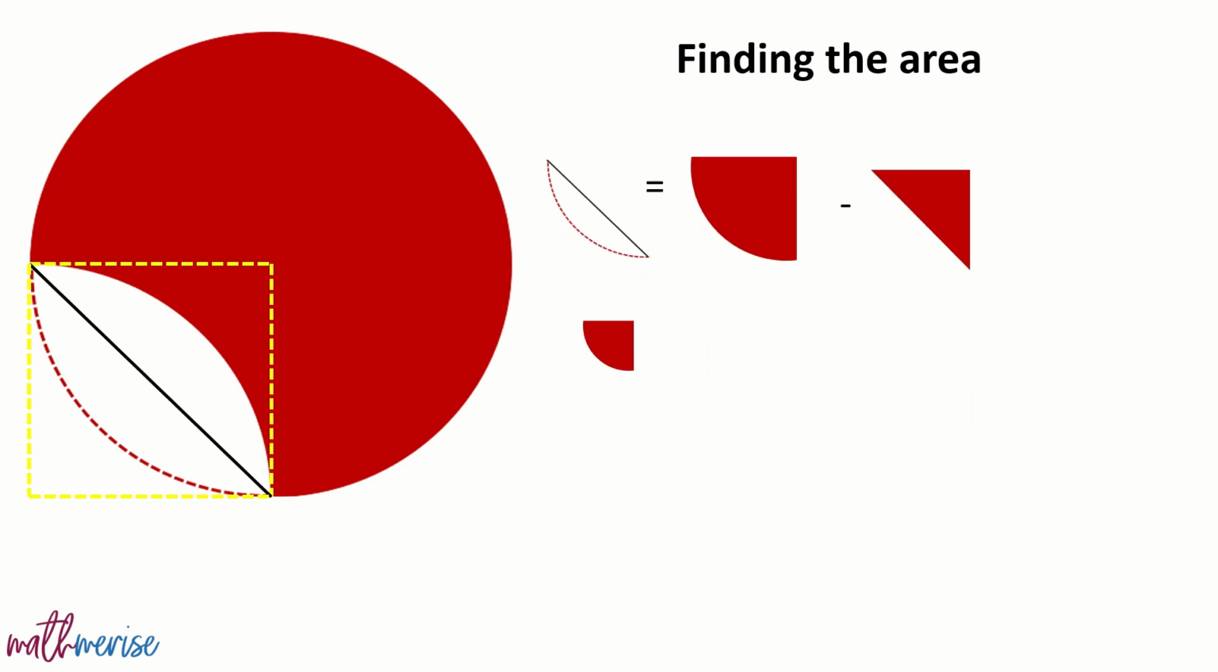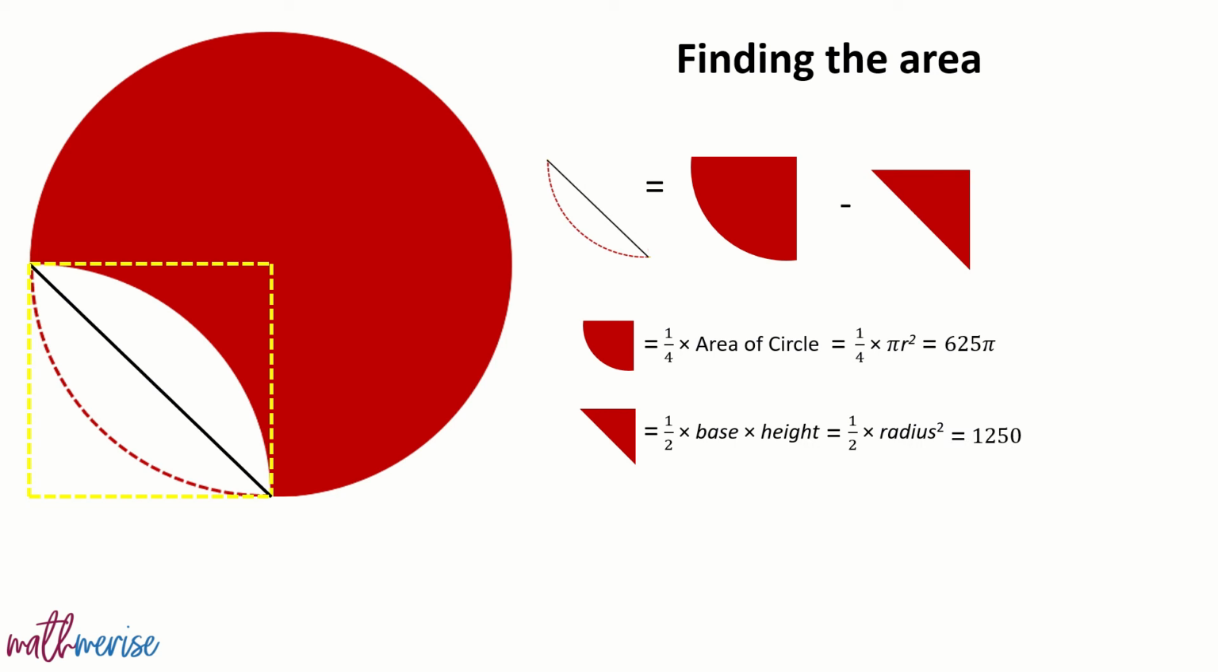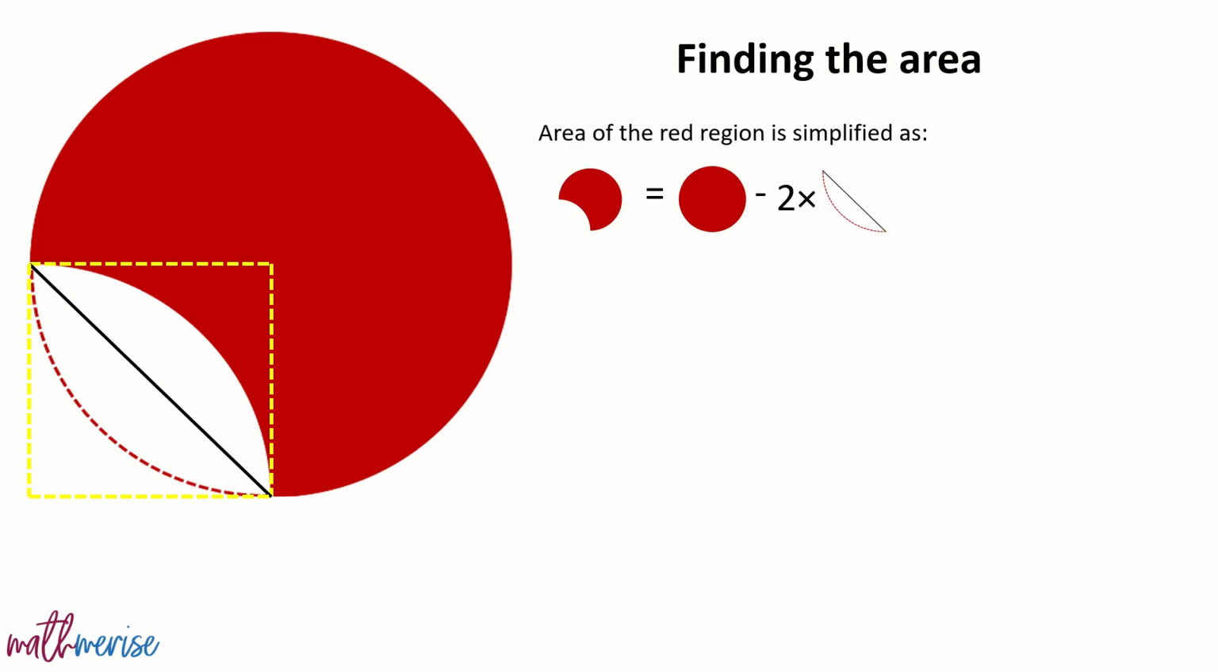Here, the area of the quarter circle can be found as 1/4 the area of the circle, which is 1/4 times pi r squared, where r is 50 units. Thus, the area of the quarter circle is 625 pi. The area of the right triangle here is half into base into height. The base and height both are radii. The area of the right triangle here is half into radius squared. If we substitute the value of radius as 50, we get the area of the right triangle as 1250 units. The area of the circular segment here is 625 pi minus 1250, which can be simply written as 625 times (pi minus 2).